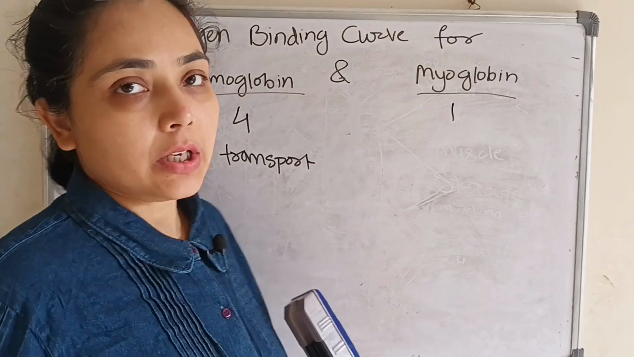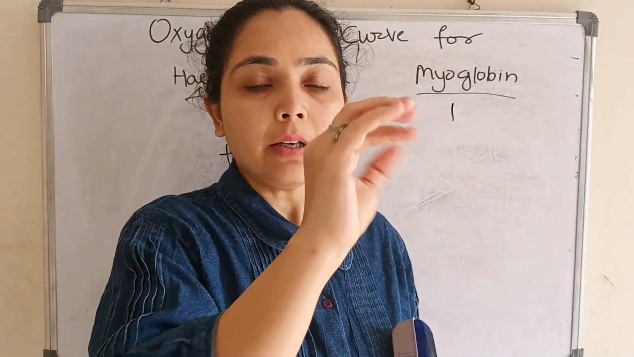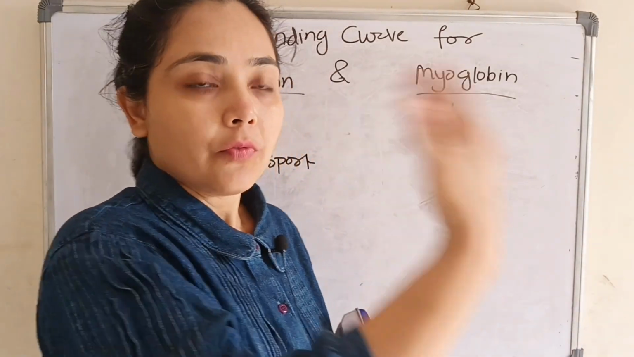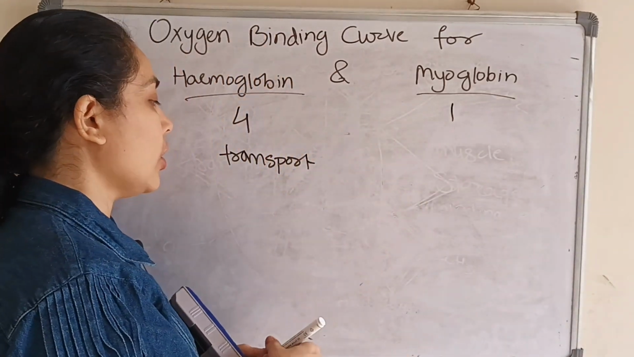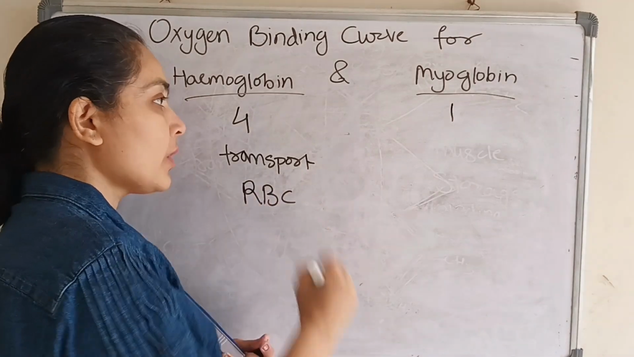Hemoglobin is a transport protein whose main function is the transport of oxygen from the lungs through blood to the tissues, various cells and tissues which are in need of oxygen. So it is a transport protein which is present in the RBC.